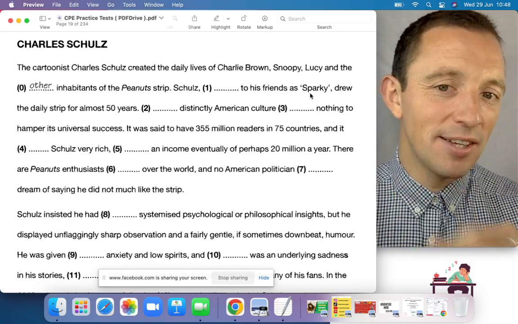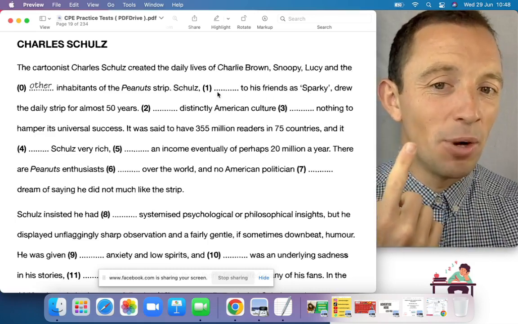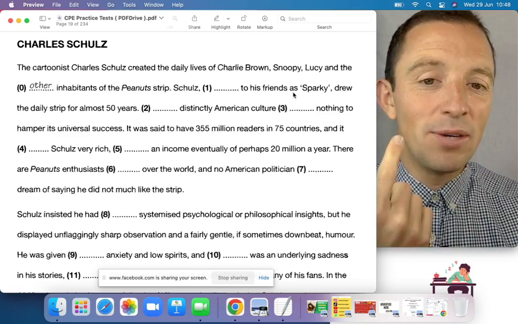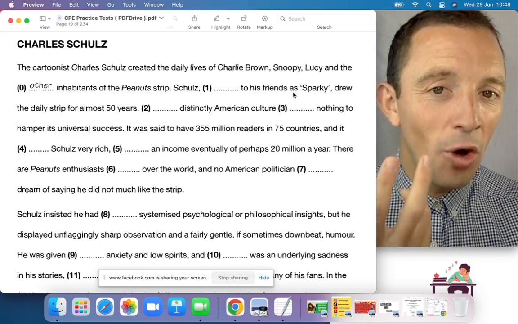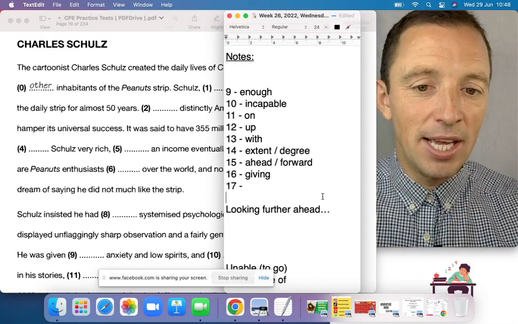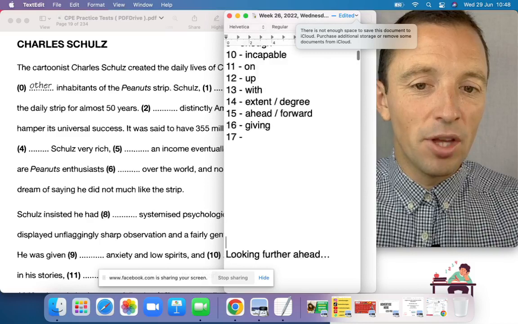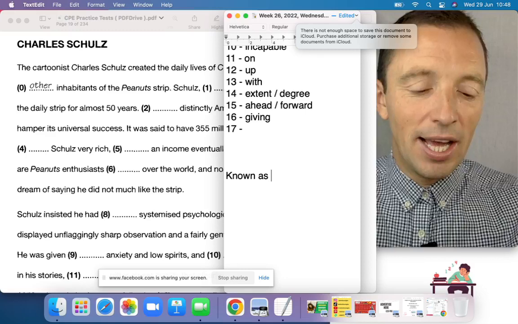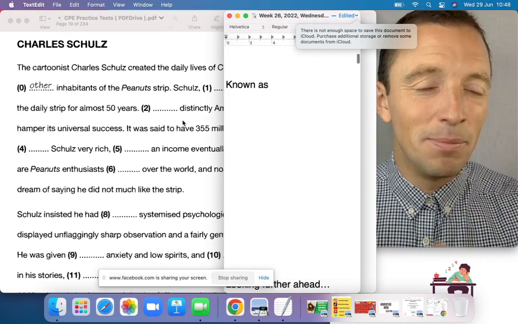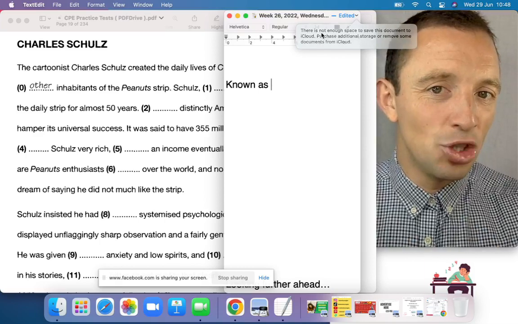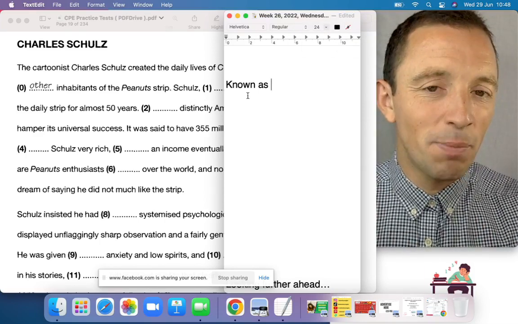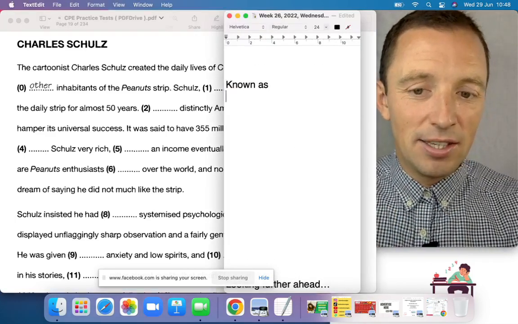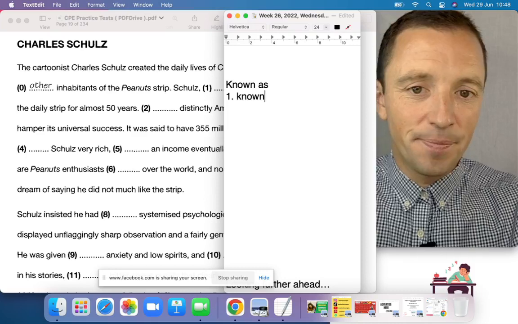So in that context, there's only one possible answer for number one, because the key here is "as", and normally with the verb to know, we say "known as". That is a very typical structure. We would say in English very frequently "known as", and this basically means his friends called him Sparky. His friends did not call him Schultz. The friends called him Sparky. So that's a typical combination. "Known as" for number one, I would suggest, is the first answer.